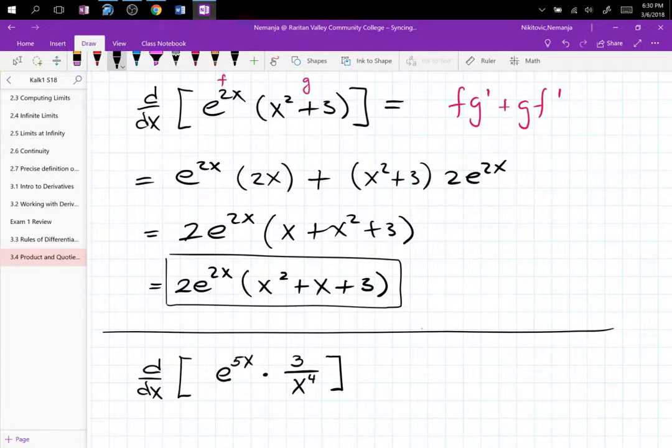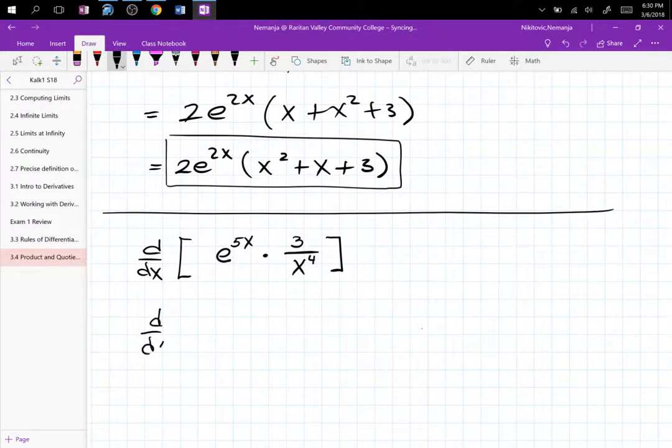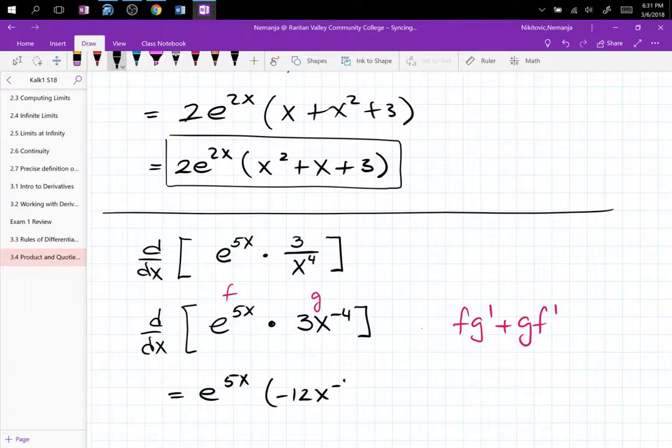Okay, so we start by writing this as the derivative of e to the 5x times 3x to the minus 4. And now we have our f and our g. We are looking for fg prime plus gf prime. So copy the first, e to the 5x. The derivative of the second is negative 12x to the negative 5, plus copy the second, 3x to the negative 4, times the derivative of the first, 5e to the 5x.